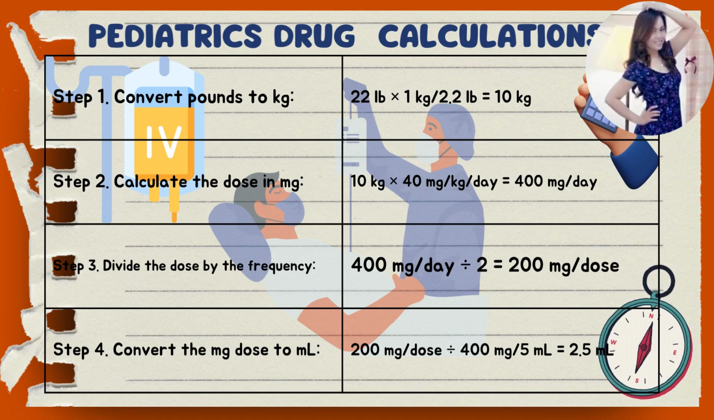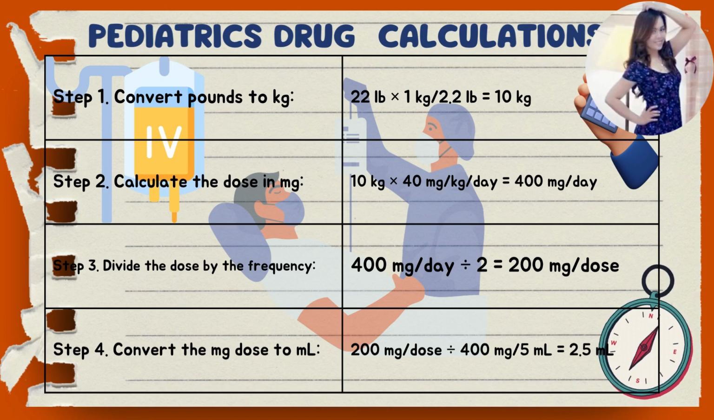Step 1. Convert pounds to kilograms. For example, the child's weight is 22 pounds times 1 kilogram divided by 2.2 pounds equals 10 kilograms. Step 2. Calculate the dose in milligrams. The child's weight of 10 kilograms times 40 milligram per kilogram per day, the recommended dose given by the doctor. So the answer is 400 milligram per day.